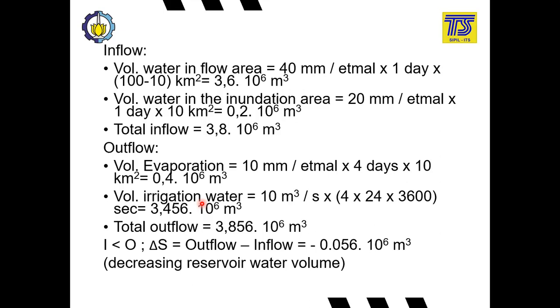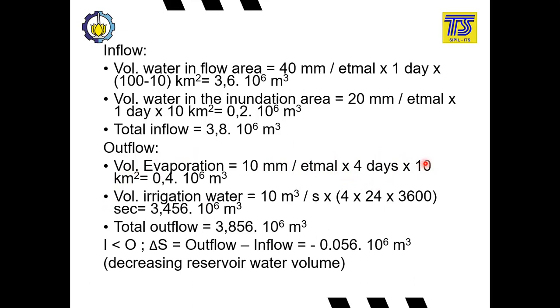That's why we also have an outlet in this reservoir, for the water going out from the reservoir to the irrigation channel so that it can irrigate the irrigation area. And for the volume of the evaporation here, we have 10 millimeter per day for 4 days. Because 1 day equals 24 hours, we multiply it by 4 days, and we also multiply it by our inundation area, which is 10 square kilometers.